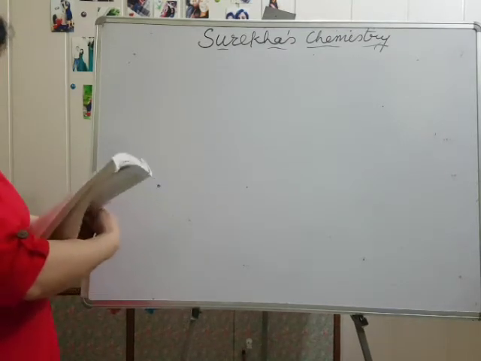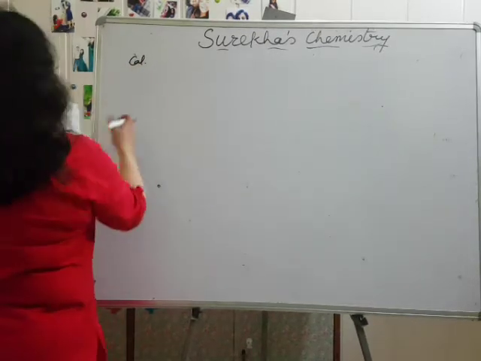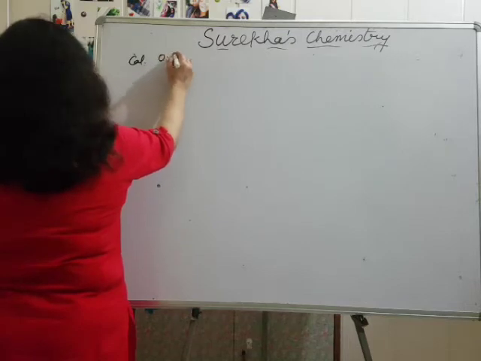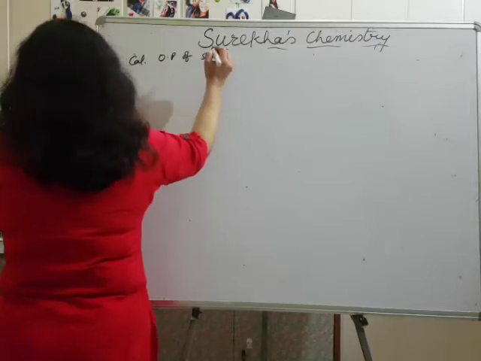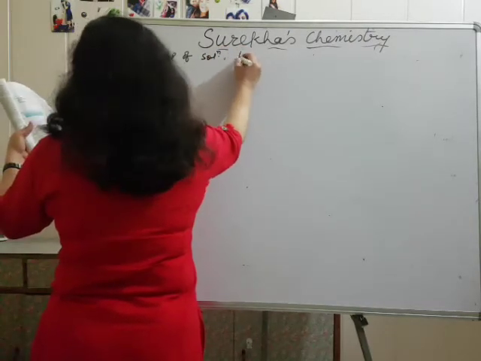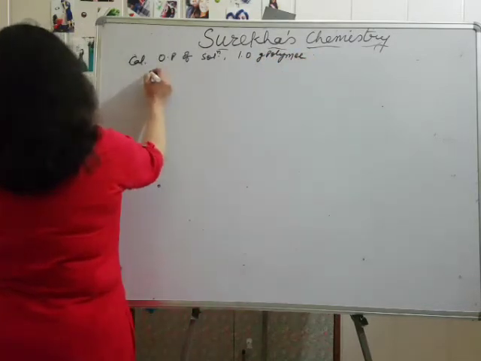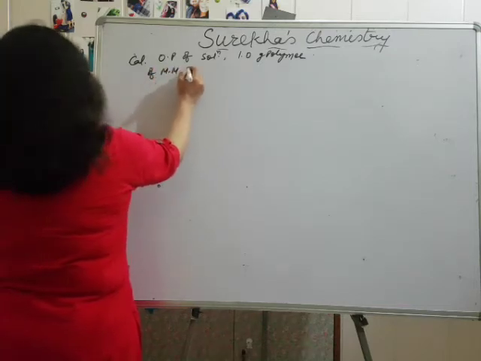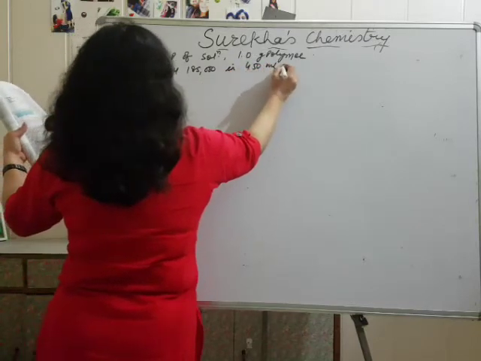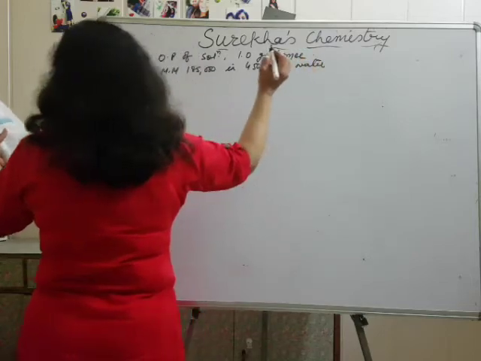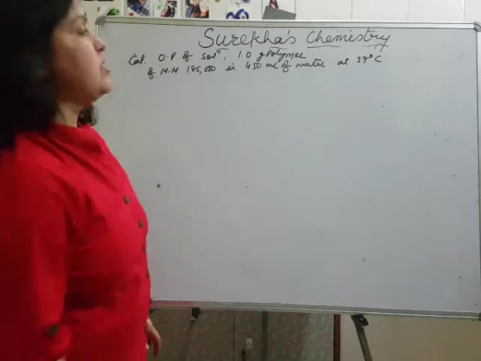See, the question is, this is the question I am taking from NCERT book: calculate osmotic pressure of solution prepared by adding 1.0 gram polymer of molar mass 185,000 in 450 ml of water, at 37 degree C. The question says you have to give the answer in pascals.